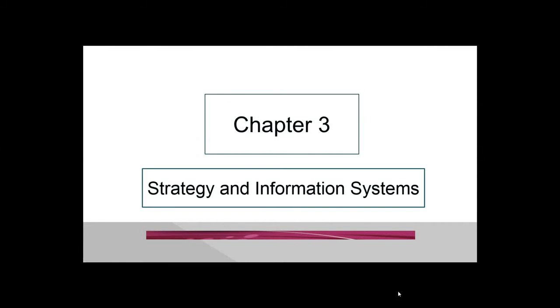So let's talk about chapter 3 somewhat, all right? So, chapter 3, just kind of review before we go through the slides, is talking about how do businesses use information systems. And it starts at a macro level.